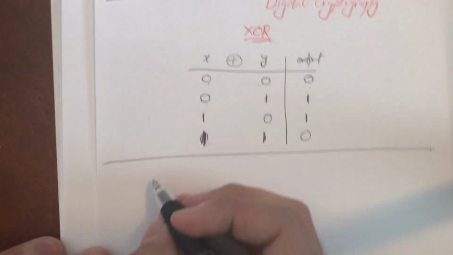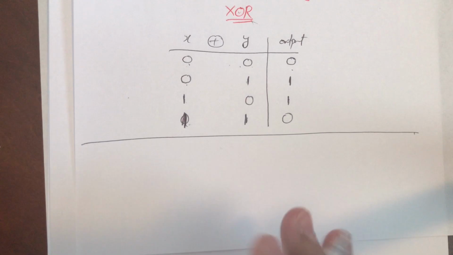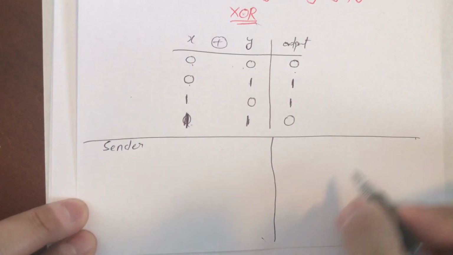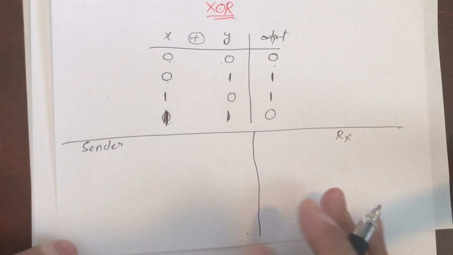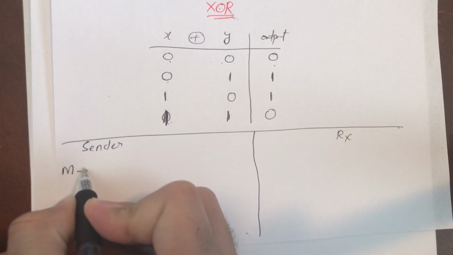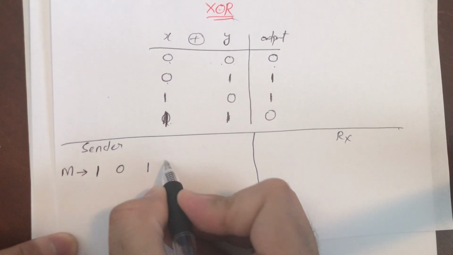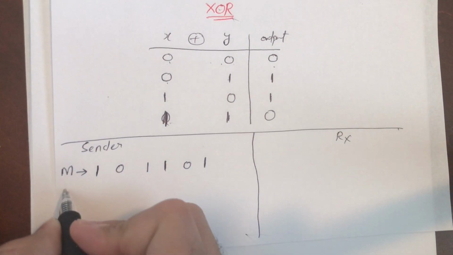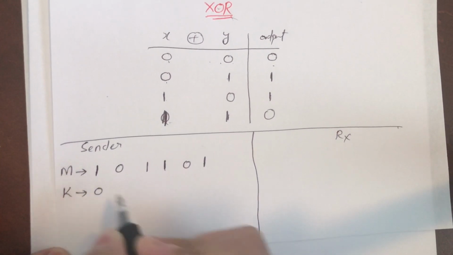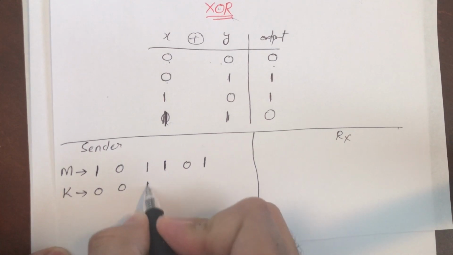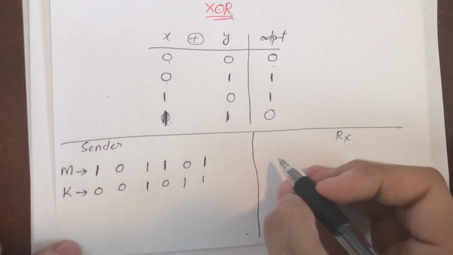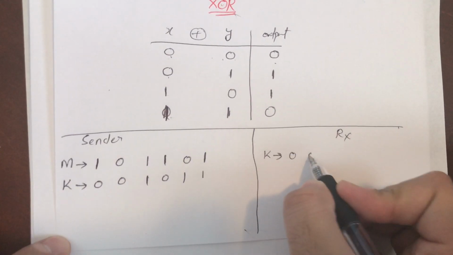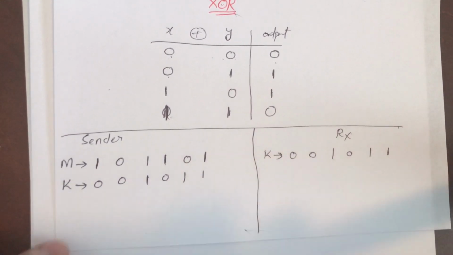So for example, we have a sender here, and let's say this is the receiver. The sender has a message. M is the original message. Let's say the message is 101101. For example, that's the original message. And for example, the secret key, which is shared between sender and receiver, is 001011. The receiver already knows the key. So the receiver knows the key and the algorithm. So that's the key.